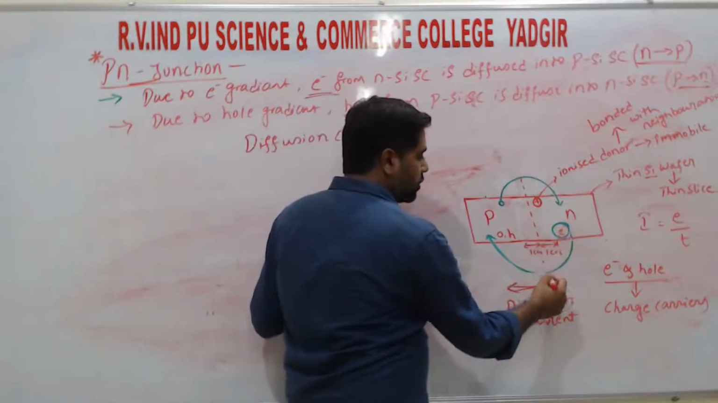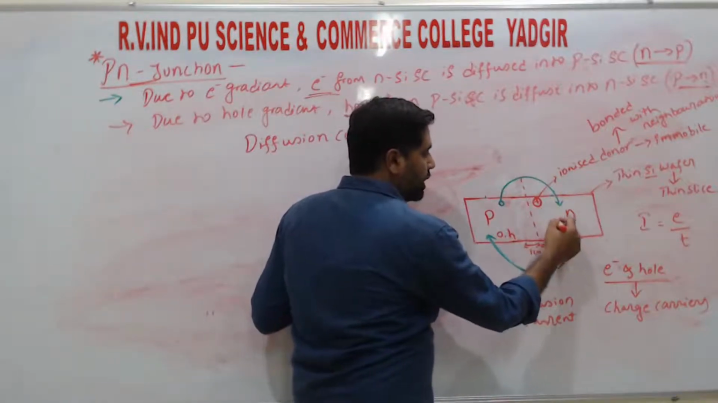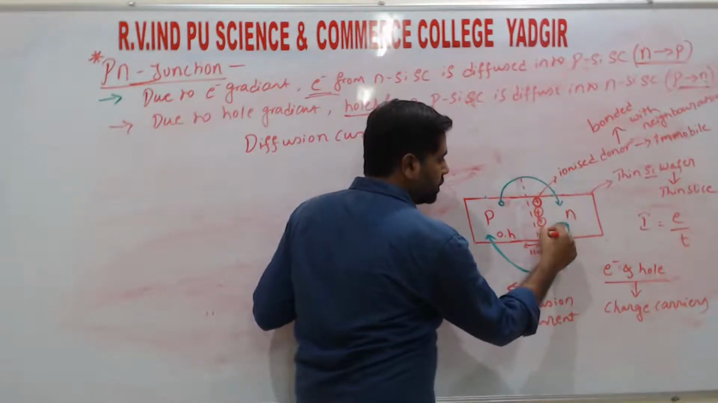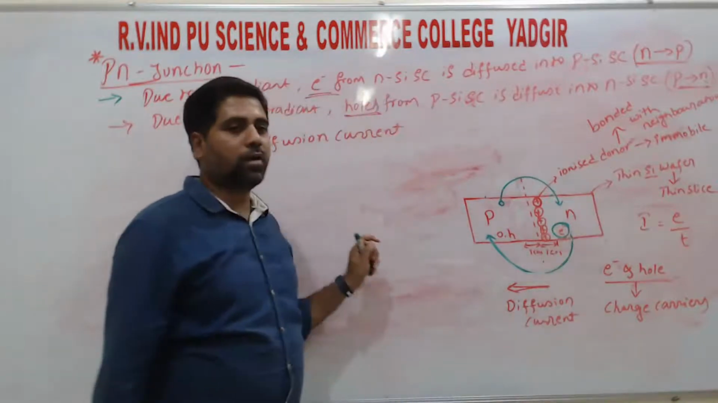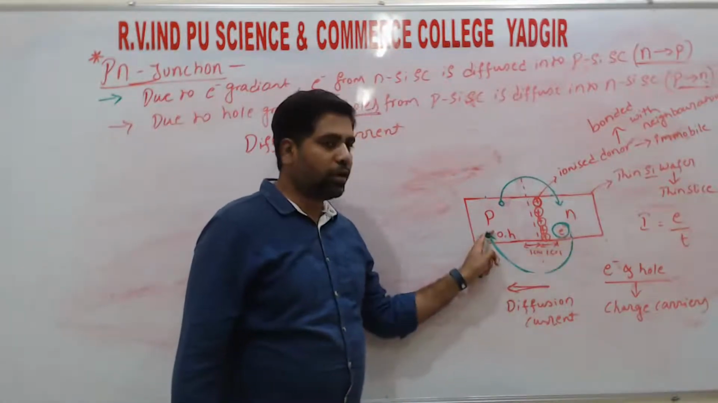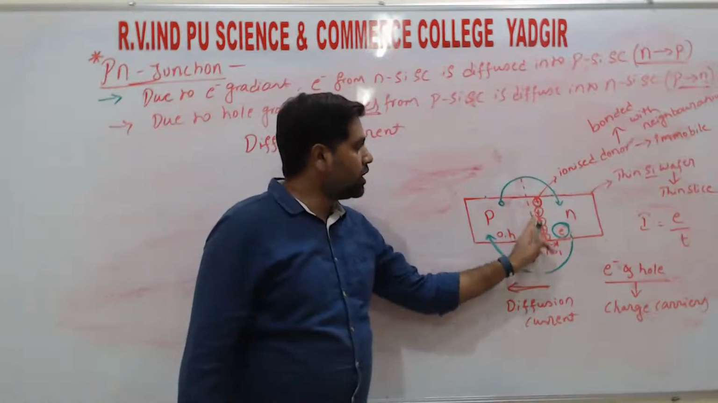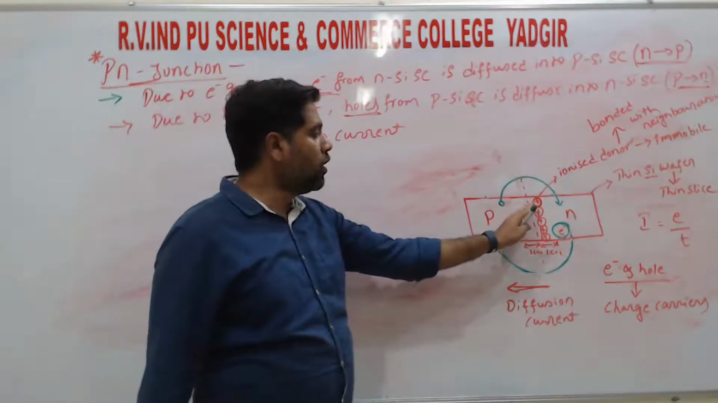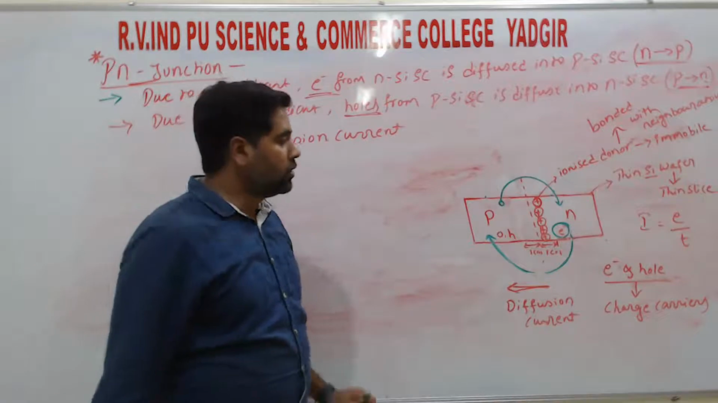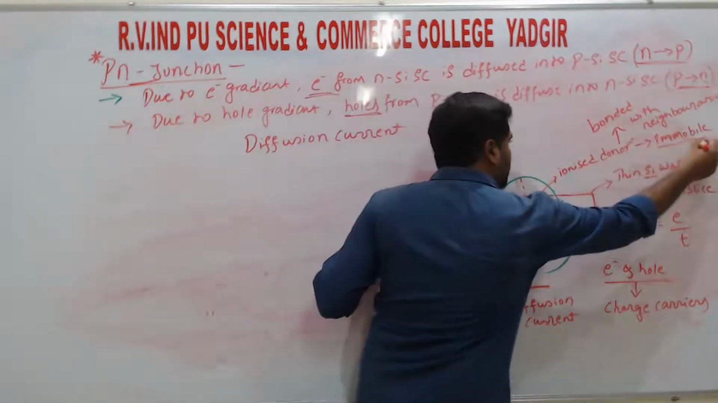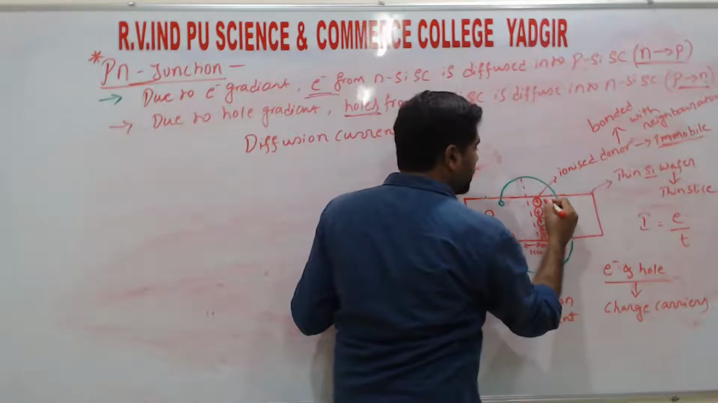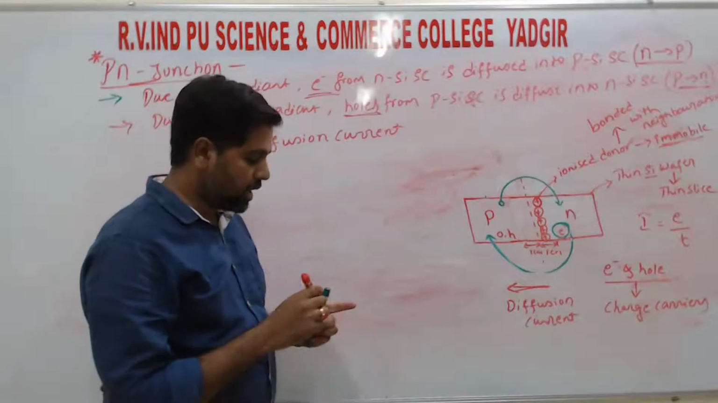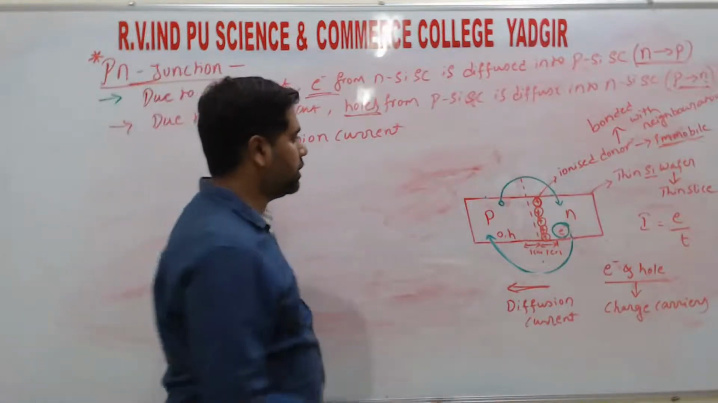As the electrons move from N to P, one electron moving means one ionized atom. So 2 means 2, 3 means 3, 4 means 4. However many electrons diffuse, that many ionized donor atoms will remain in the N type, forming a layer, right? These are immobile, so that's why they form layers on the side of the N type semiconductor, right? So I will remove this.